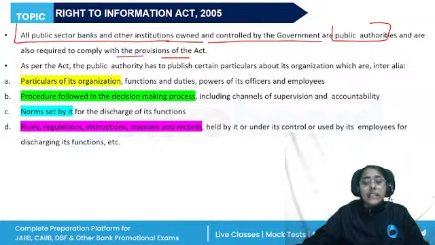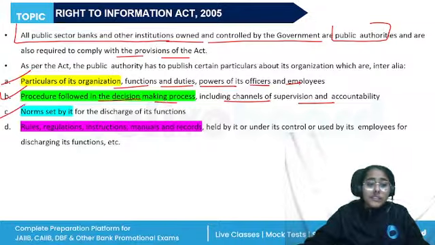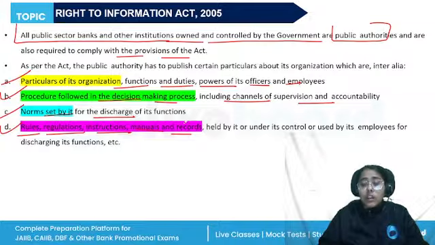So, the public authority information that they have to provide if any citizen asks for the particulars of the organization, functions, duties, powers of its officers and employees, the procedure followed in the decision making process, including channels of supervision and accountability, the norms set by it for the discharge of its functions, the rules, regulations, instructions, manuals, records which are held by it or under its control or used by its employees for discharging its functions. So these are the different information that the citizens of India can ask or seek for. So simply they can write the application to the PIOs and seek this information.